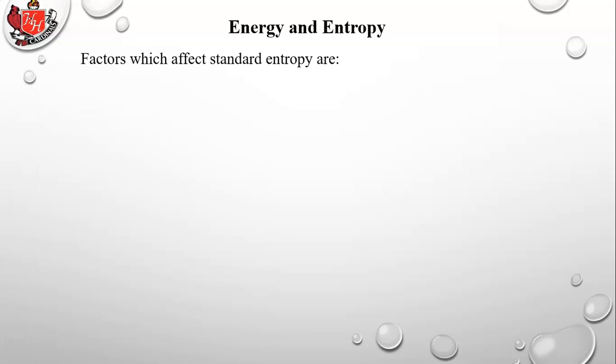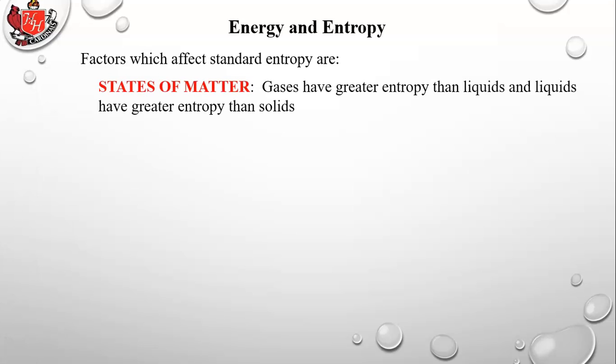So the factors which affect standard entropy are, and I don't want to go through all these, but a couple of them, states of matter. Gases have greater entropy than liquids, and liquids greater entropy than solids. That's for kind of an obvious reason. Gases, the molecules are flying all over the place. In liquids, they can move. They're not perfectly aligned with each other, but they're still sticking together. And in solids, where they're stuck together tightly, that's greater order and therefore lower entropy. So gases have greater entropy, solids have lower entropy.